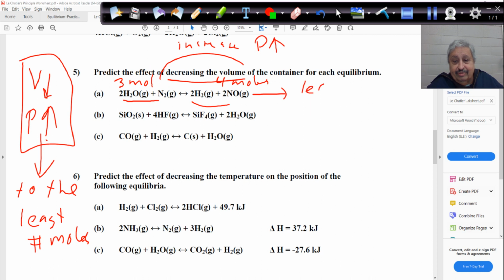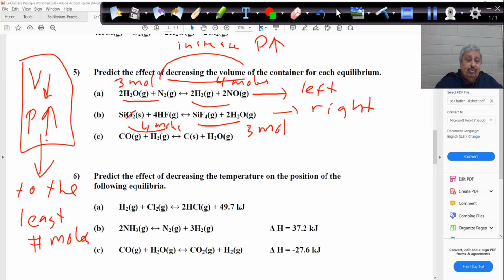Here we have left. Now, again, here we have 2 gases. How many here? 3 moles. Correct? And here solid, we do not consider the solid we have here. Even if you consider it, still 4. Correct? In this case, we have decreasing the volume, increase the pressure, to the least number of moles. Where is that? To the right. Perfect. How about here? We have 1 and 1. That's 2 moles. And this is 1 mole, which will be to the least number of moles, to the right.